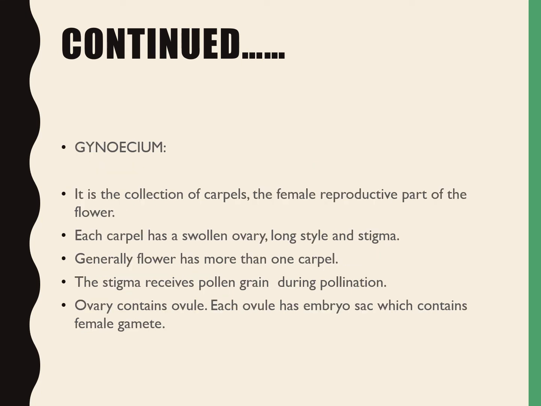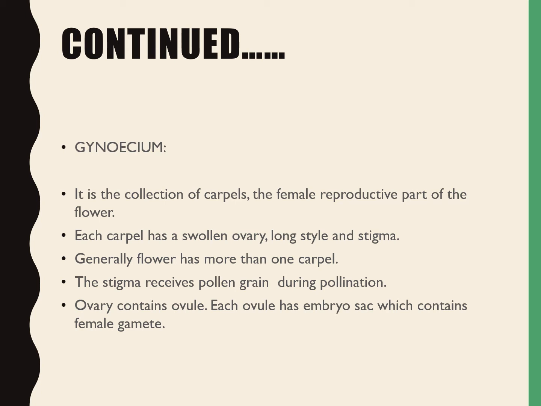Now the fourth whorl is gynoecium. It is the collection of carpels and it represents the female reproductive part of the flower. Each carpel has three parts. The basal swollen part is called the ovary, the long stalk is called the style, and the top part which receives the pollen grain is called the stigma. So it has three parts.